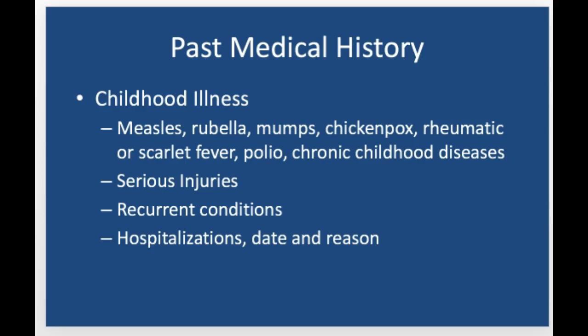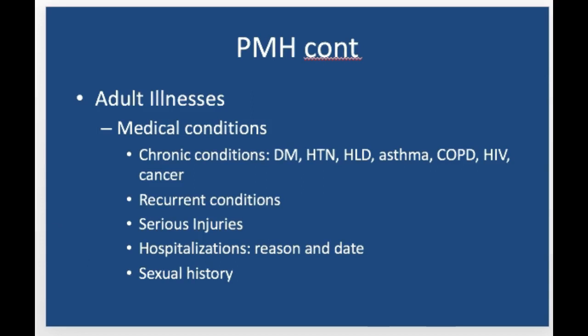Sometimes you can get a little carried away listing every broken bone a child has had, which might be important if they've broken a lot of bones and you're concerned about potential abuse. You can also record recurrent conditions, like for example, ear infections. You might list, the child has had 6 ear infections this year, and that might help support the need to get T-tubes placed. You'll also want to list any hospitalizations, the date, and the reason why.